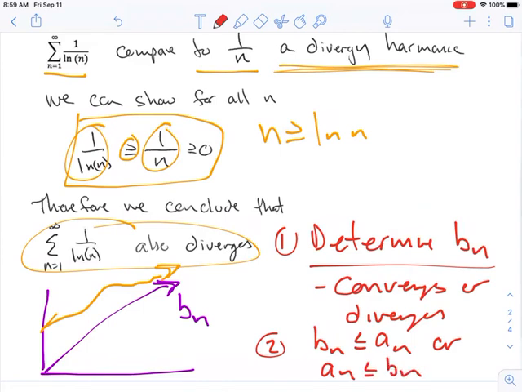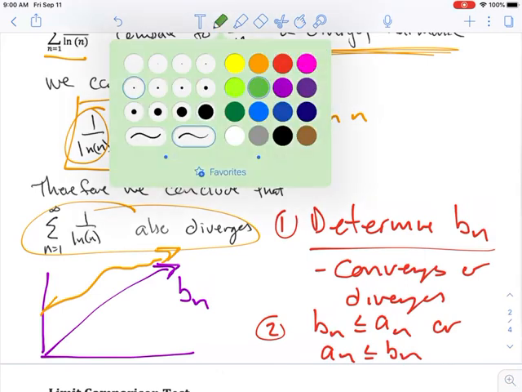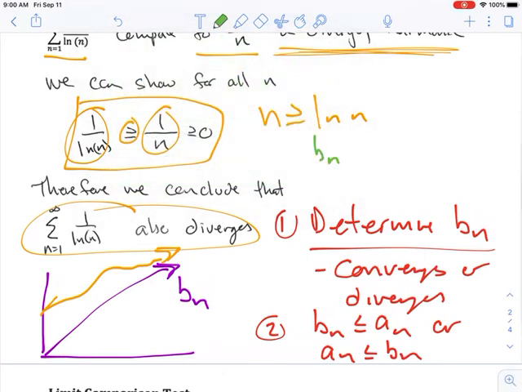Now be careful. You might have a comparison series that converges. As an example, if your comparison series b sub n is, let's say, 1 over n squared, that is a converging p series. But then you find out that b sub n is greater than a sub n. It doesn't work.